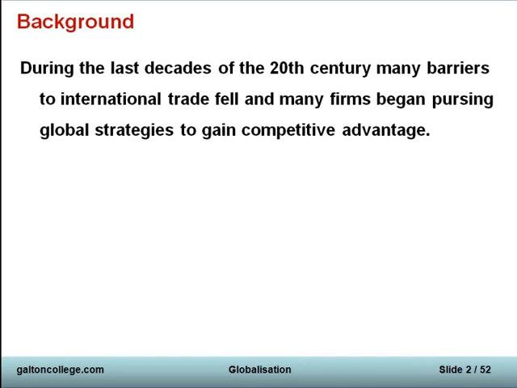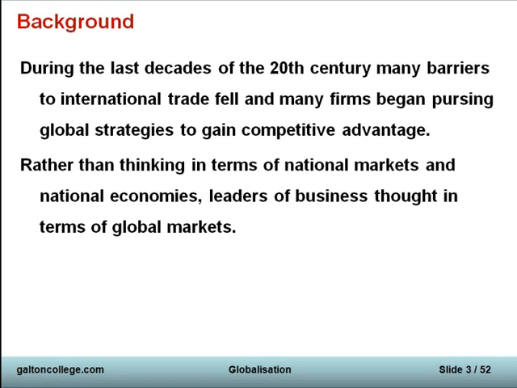And in particular in the last decades of the 20th century, many barriers to international trade fell, and firms began pursuing global strategies rather than national strategies. The idea was to gain competitive advantage. So we get more and more interlocking of firms across national boundaries in terms of production, logistics, marketing, and so on. So companies are becoming much more global.